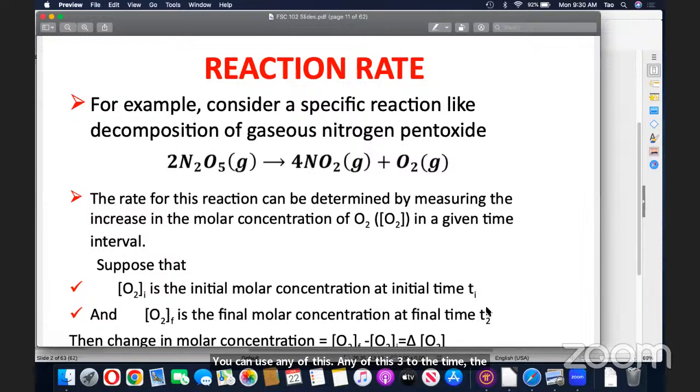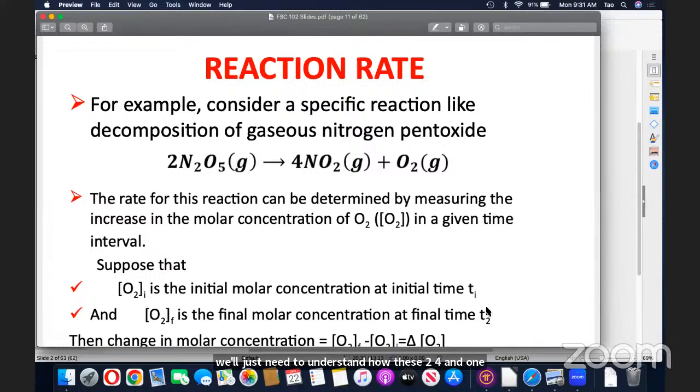But at the end of the day, something is also very, very important. You can see that the number of moles of these reactants and products are different, and they need to be taken into consideration. Because you have 2 mole of N2O5 to give you 4 mole of NO2 plus 1 mole of oxygen. Before we begin to talk about the mathematics, I think we just need to understand how these 2, 4, and 1 affect the rate.